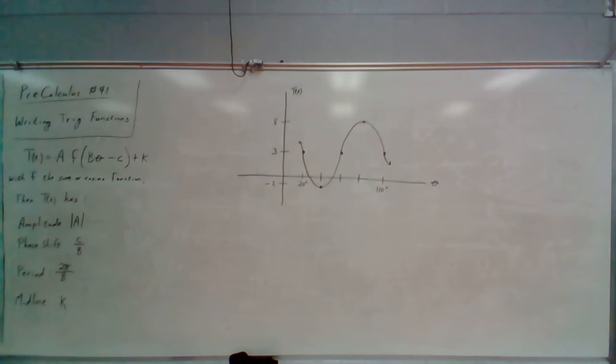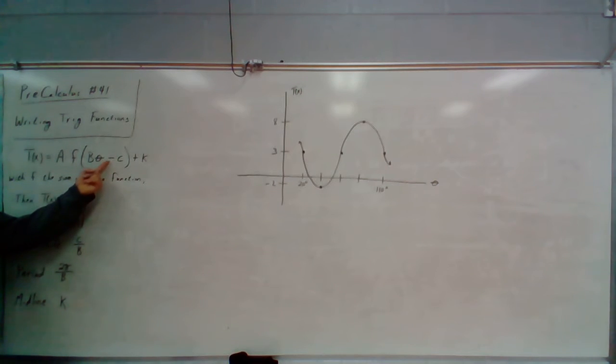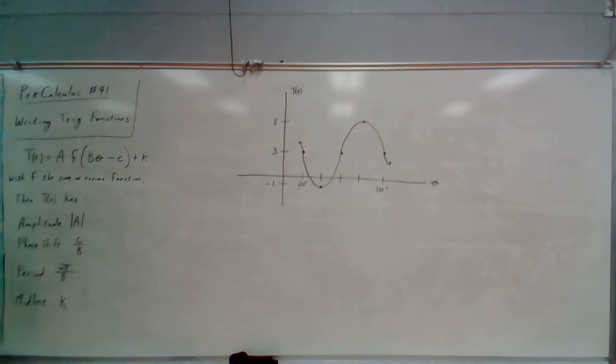of a. The phase shift, or the horizontal shift of the function, will be c divided by b. Remember, if it's minus c, then we'll shift it to the right. If it's plus c, we'll shift it to the left. The period will be 2 pi divided by the b here, or if it's in degrees, it'll be 360 degrees divided by the b. And the midline, of course, is k, or the vertical shift is k.